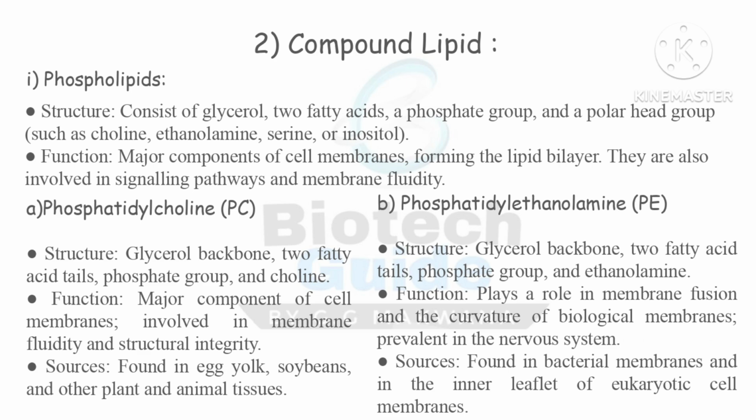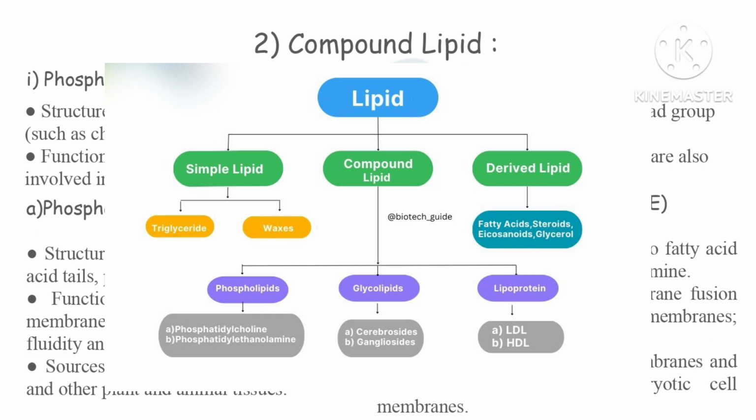Now second, we are going to discuss compound lipid. Compound lipid is again classified into three types: phospholipid, glycolipid, and lipoprotein. We'll discuss two examples of each type.